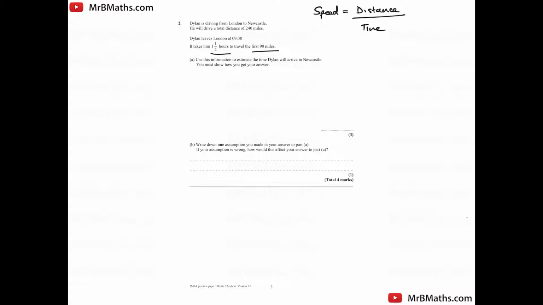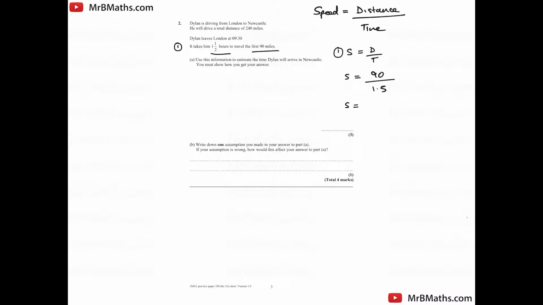So for this first section, so if I just put a little 1 there, that will be speed equals distance over time. So speed equals distance, which is 90, over time. So time here would be 1.5 to keep it in hours. Now you won't need to convert because we're looking for speed in miles per hour.